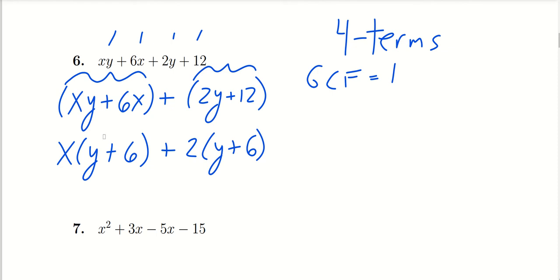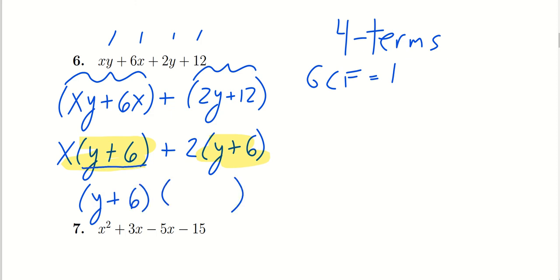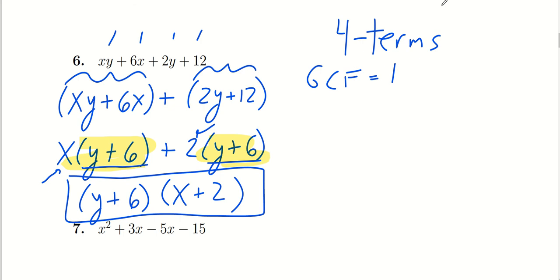We've effectively now written it as a collection of 2 terms. We have a term here and a term here. And both of these terms have that quantity y plus 6 in common. That makes y plus 6 a common factor, so we can factor out the y plus 6. When you remove it from the first term, we're left with an x. And when you remove it from the second term, we're left with a plus 2. That gives us our factorization, y plus 6 times x plus 2.